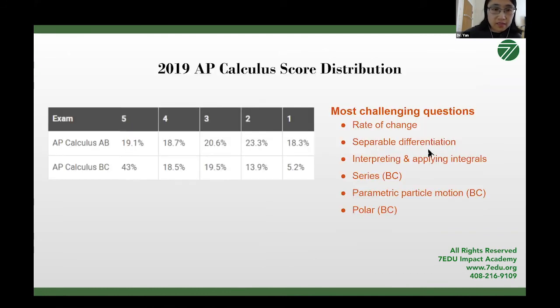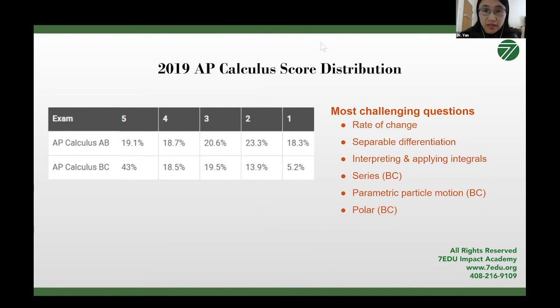And next, let's look at score distribution. This is a very interesting statistic here. You can see that this is basically from 2019. Every year the percentage varies slightly, but not a huge difference. As you can see, last year around 19% of students achieved a 5 in Calculus AB, but 40% of students achieved a 5 in Calculus BC. So you may wonder, does that mean BC is easier than AB?